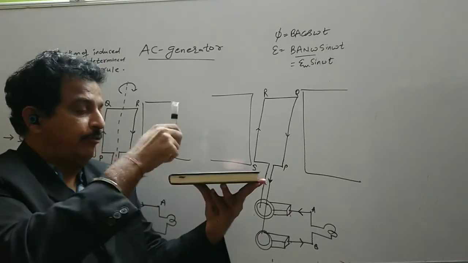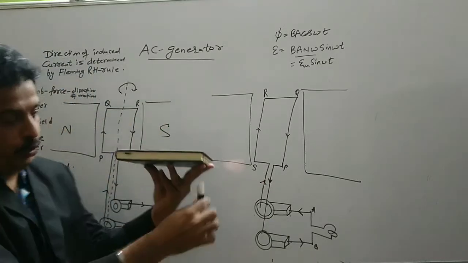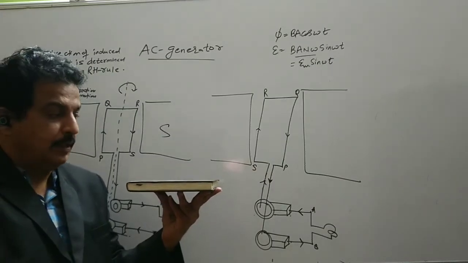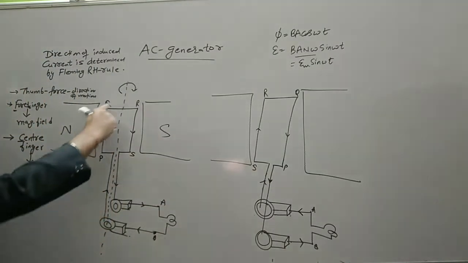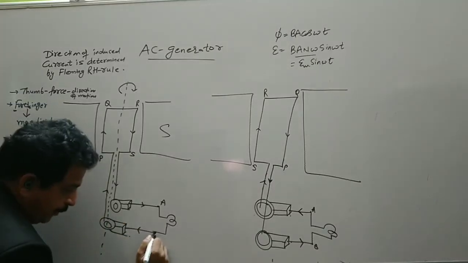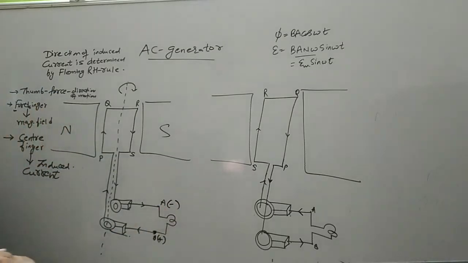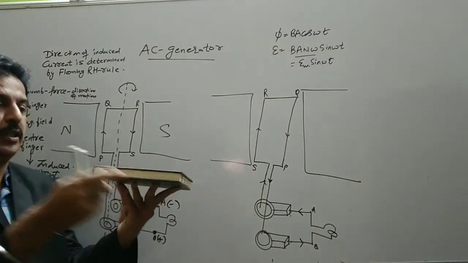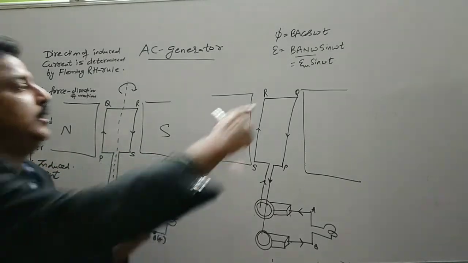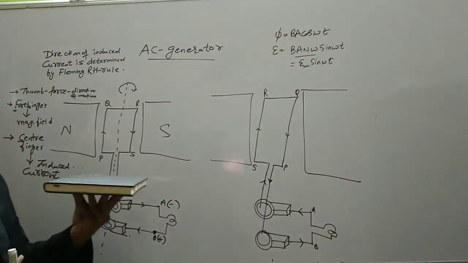So when the force is upward, the current is going inward. When the force is downward, the current is coming out from the coil. So this is the situation. In this case, B behaves like a positive terminal and A behaves like a negative terminal. Assume this is t equal to 0, and at this position, sin 90 is maximum.